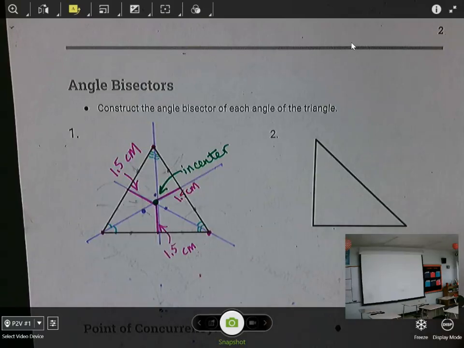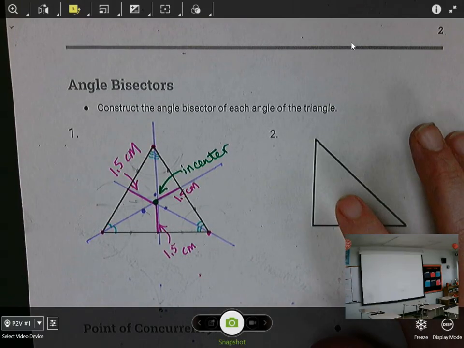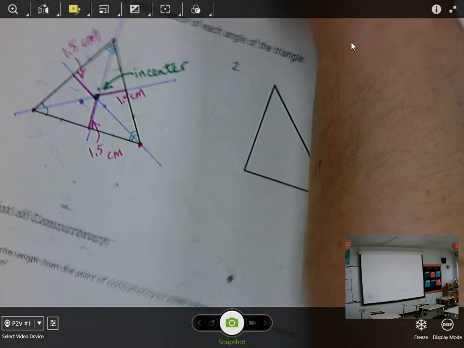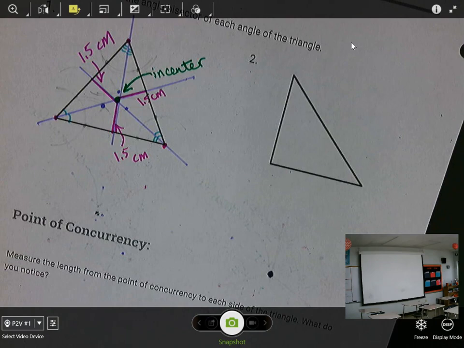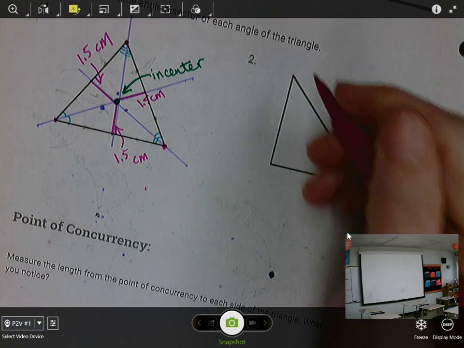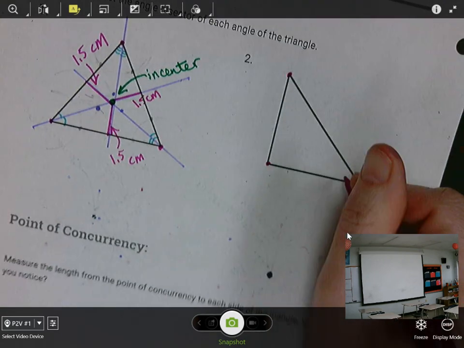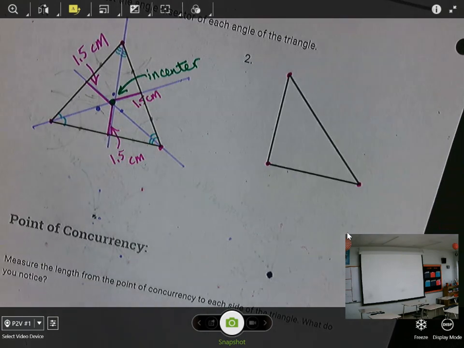So we need to construct the in-center, or we need to construct the angle bisectors of this right triangle. Okay, so we're going to do that first. All right, so remember our steps from yesterday. The first thing you're going to need to do is to mark these points, the vertices of your triangle, and that just makes it easier for us to locate those points.